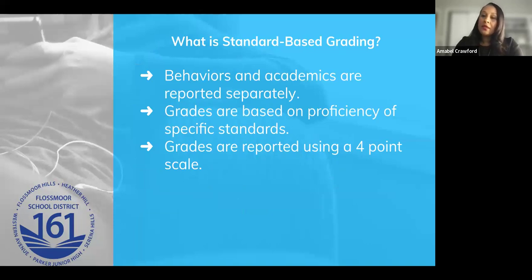So we'll look at each of these components this evening. The main components of standards-based grading are that behaviors and academics are reported separately, and we'll talk through that in just a bit. Another key component is that grades are based on proficiency of a standard. We'll talk through what those standards are and how we've organized them for this school year. And then also the grades are reported using a 4-point scale. So instead of letter grades ranging from A to F, the grades will now be reported using a 4-point scale.